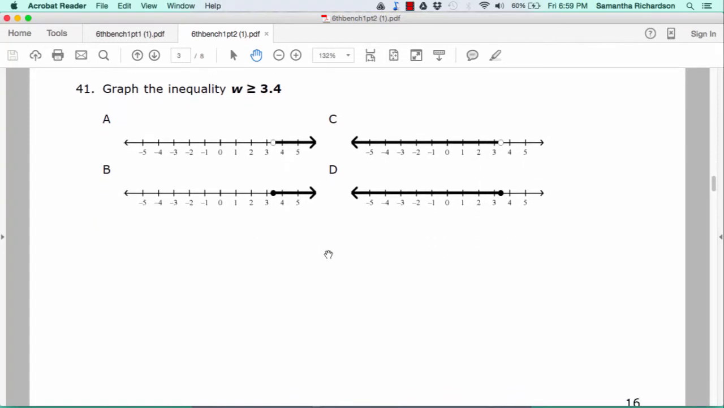Question 41. Graph the inequality. W greater than or equal to 3.4. A, B, C, D.